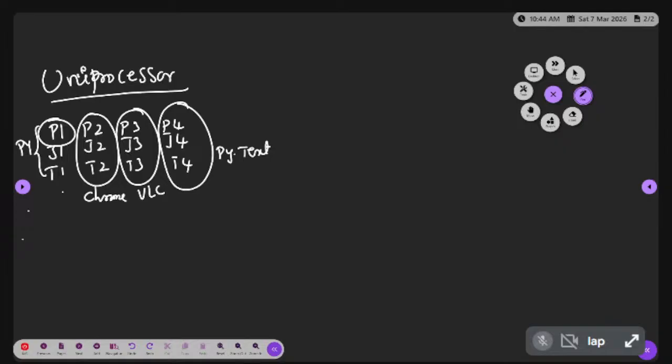For that one by one, you have to do the tasks. P1, P2, P3, P4, or else go for P4, P3, P2, P1. But anyway you have to do one by one. That is called scheduling.